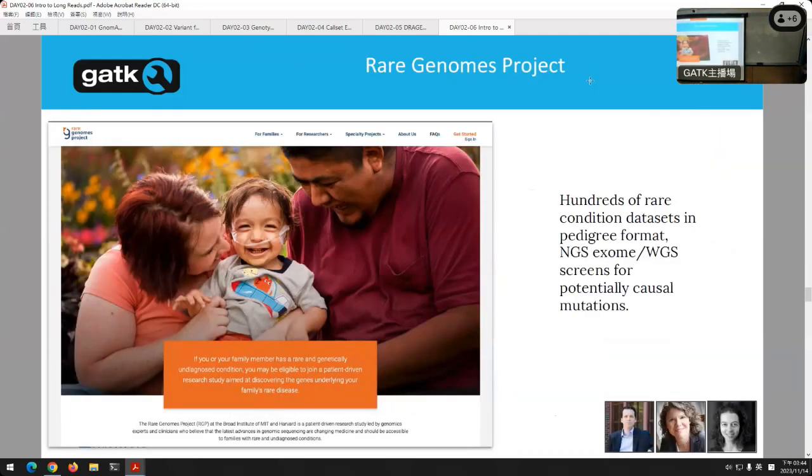And so that will be a useful population reference data set for this new technology. Another project using long reads is the Rare Genomes Project. So this project is aiming to find causal genetic mutations for very rare diseases. Some of these diseases are so rare that there are not really any other studies that are researching them.